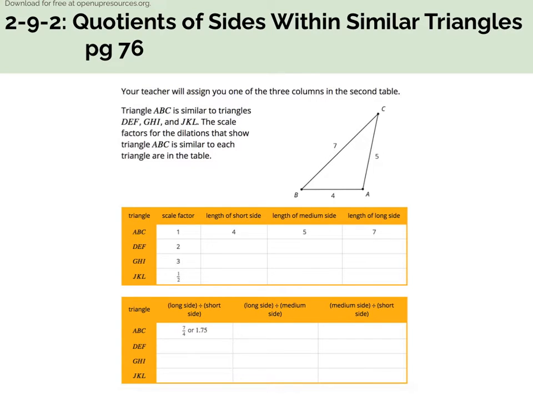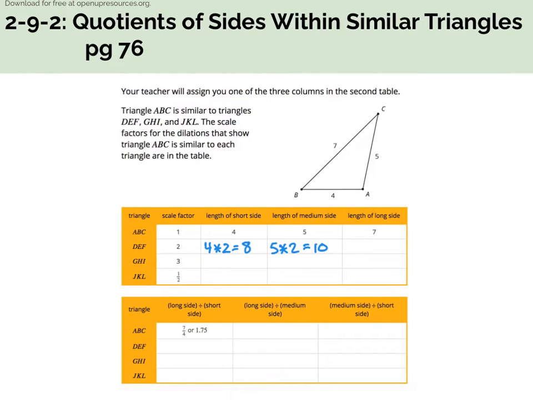So remember, the way that we are going to do that, we are going to take 4. So we're going to do DEF. We're going to take 4 and multiply it by 2. So 4 times 2 equals 8. Okay. Let's do the next one. We have 5 multiplied by 2. So 5 times 2 is 10. And then let's do the last one. We have 7. We have 7 times 2.